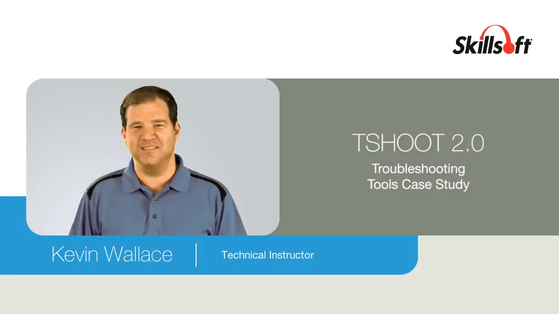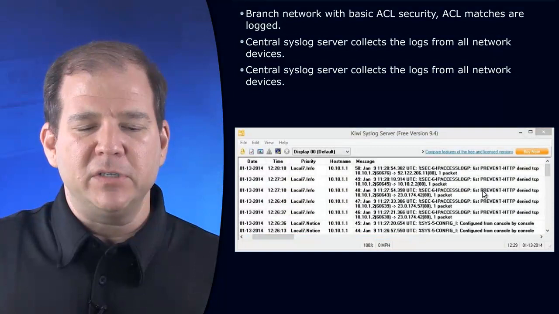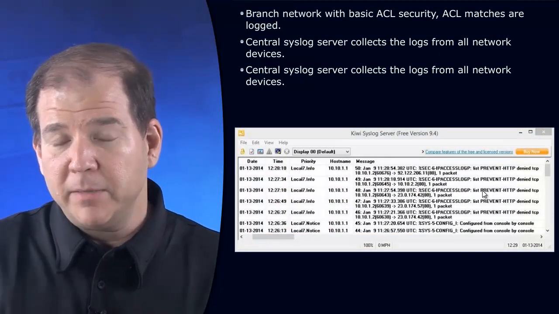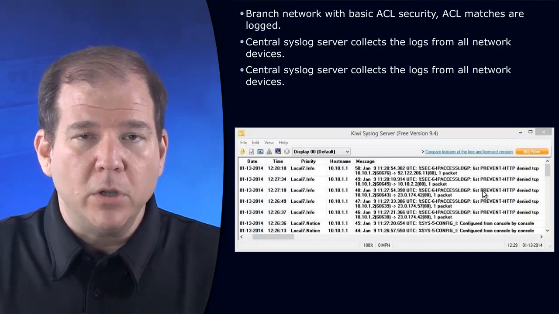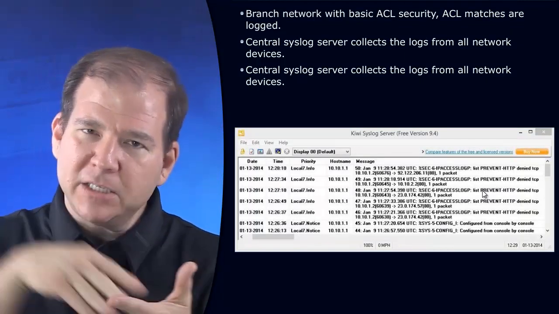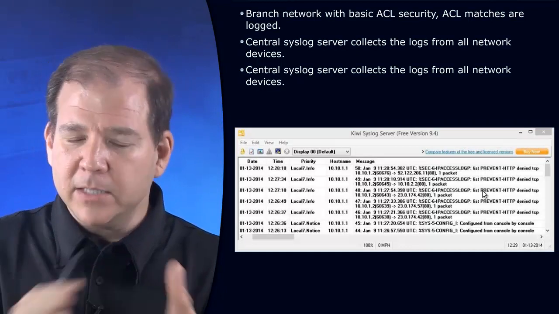Let's take a look at a case study. Here we're saying that we've got this branch office network and we've got access control list security set up. And one of the great things about an ACL, you can say you want to log ACL matches. If a packet comes in that's supposed to be denied, we can say log that. That's what we're doing here.